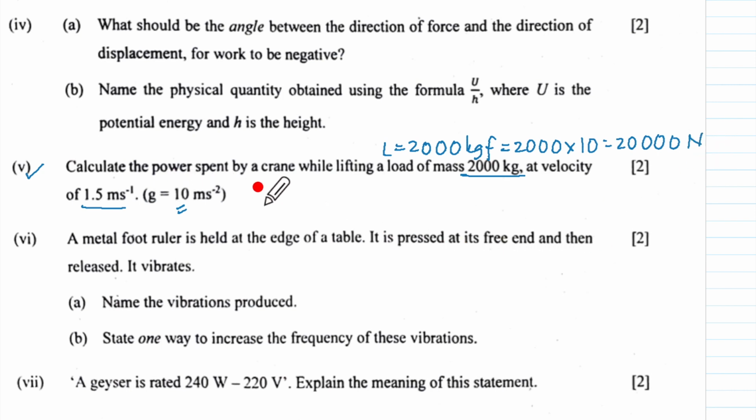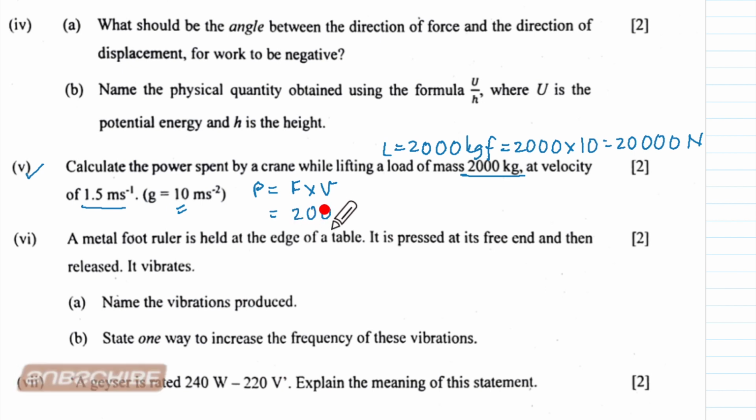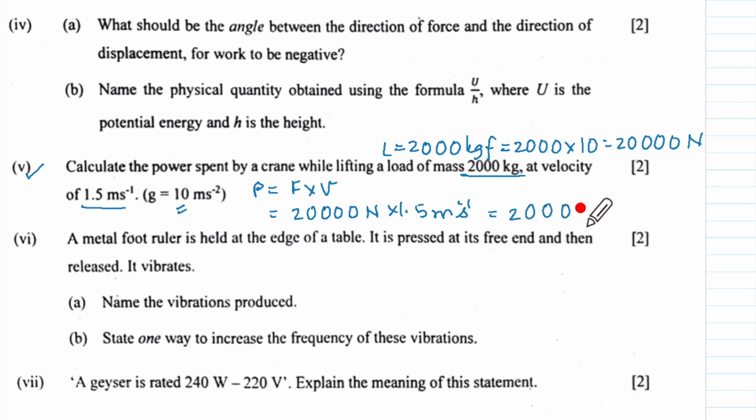Okay, now the power spent is going to be F into V. The load is the force overcome, remember that. So force becomes how much? 20,000 Newton multiplied by 1.5 meter per second. Now 1.5 meter per second, I'm going to make it as 2000 multiplied by 15, and that will give me 15 to 30, so 30,000 watts.